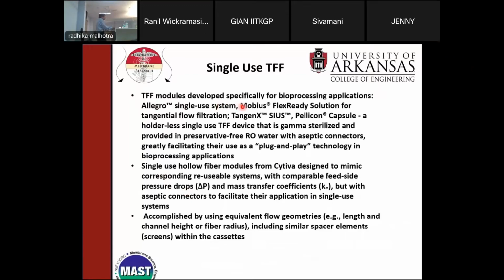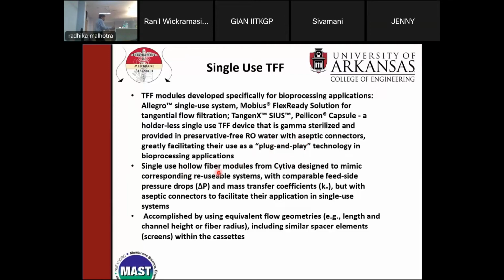Single-use tangential flow devices, specifically for bioseparation applications, have been made. Here are some examples. Single-use systems include Mobius FlexReady solution for tangential flow, TangenX, and Millipore, and so forth. All are gamma sterilized and provided in preservative-free water with aseptic connectors. The water is sterile that they're served in. It's aseptic. You can just run it, greatly facilitating their use as plug-and-play processing solutions.